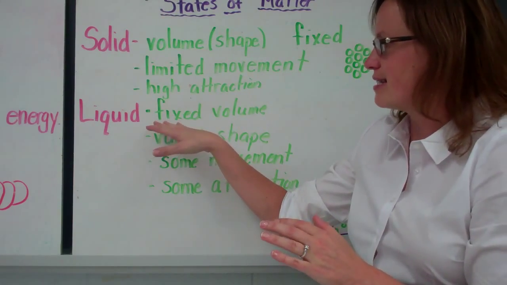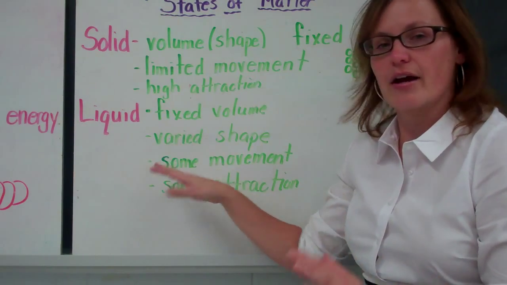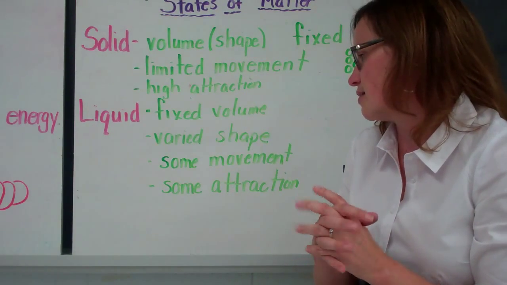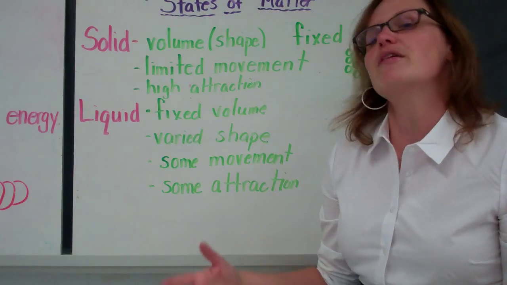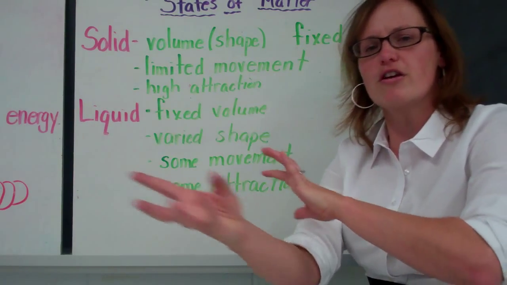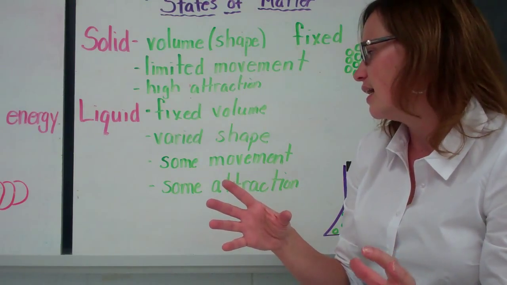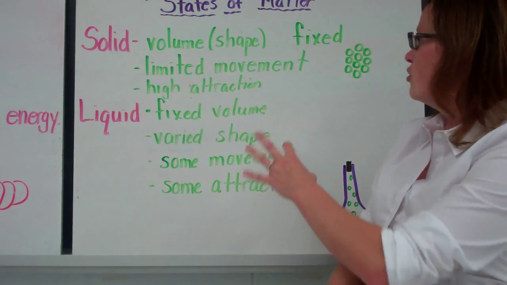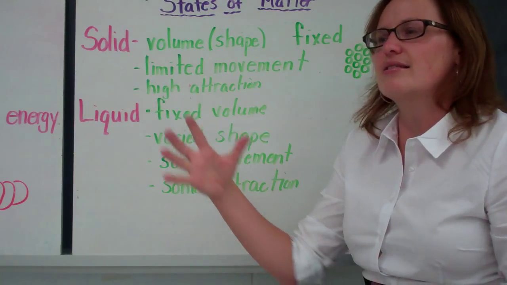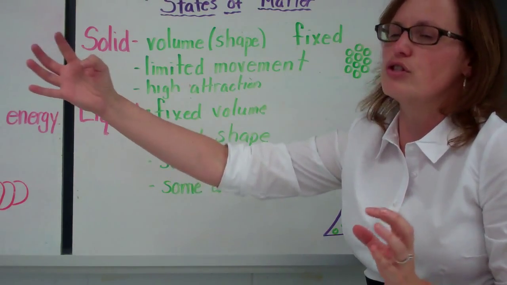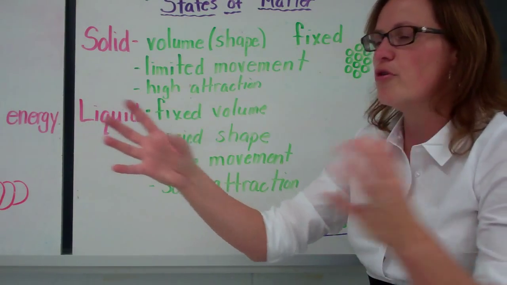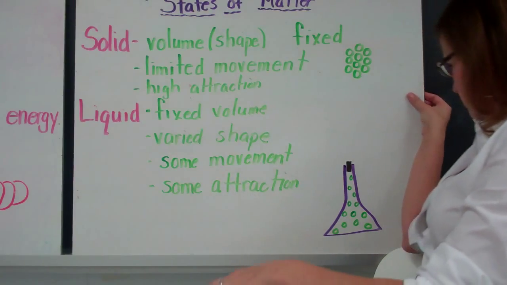So liquid has a fixed volume but a varied shape because it changes its shape depending on the container that it's in. There's some movement between the particles, so there's more space between them. They're rotating, they're moving past each other, they're vibrating, and there's some attraction. Not as much as in the solid. They don't want to be right close to each other, but they still want to be near each other, so they don't move too far away from each other, but there is more movement and less attraction.